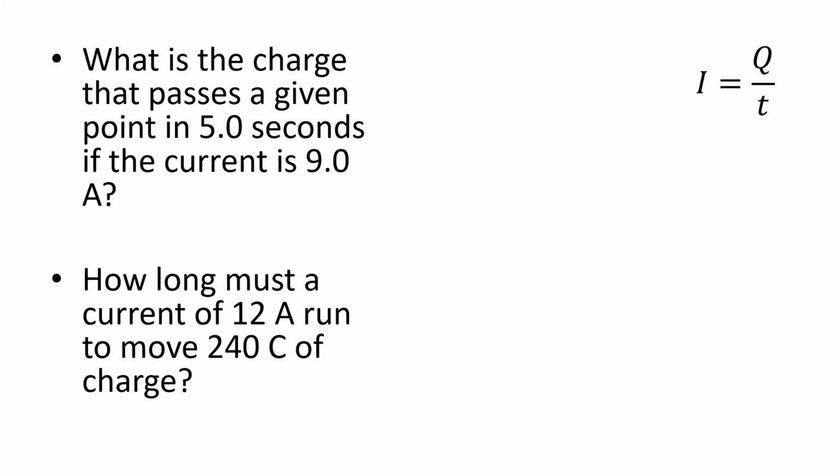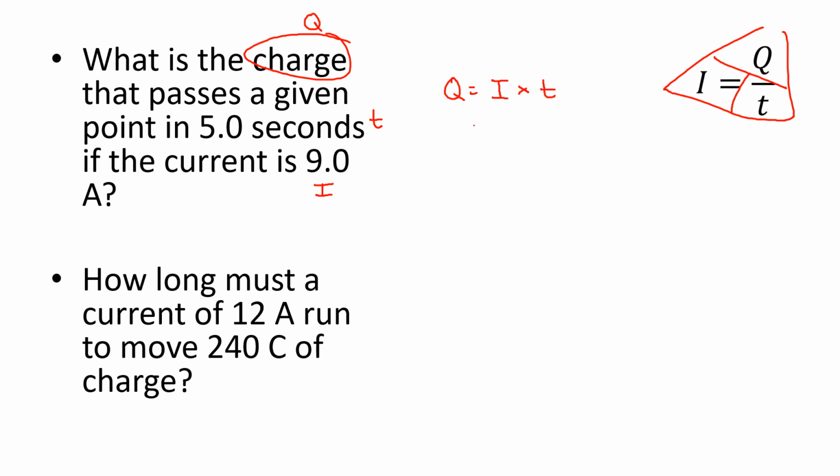Let's try a couple others here. You can always make your triangle out of this if you want to keep things easy for you to rearrange. So this time, what is the charge? We're looking for Q, given a time of 5 seconds and a current of 9 amps. So we're looking for Q. Q equals I times T, and so we'll put in the current 9.0 amps times 5.0 seconds, and 5 times 9 is 45 coulombs. Great.